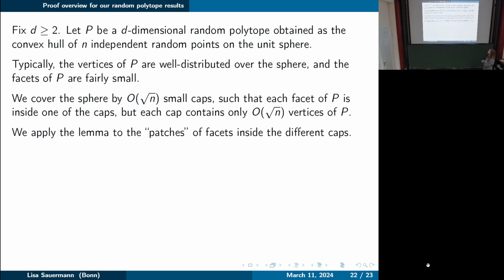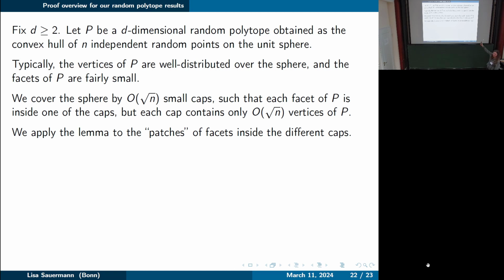Okay, so now here's the approach. We cover the sphere by on the order of square root n small spherical caps, so that each facet of P is inside one of the caps, but each cap contains only on the order of square root n vertices. Obviously we can't always do this, but we can asymptotically almost surely do this.